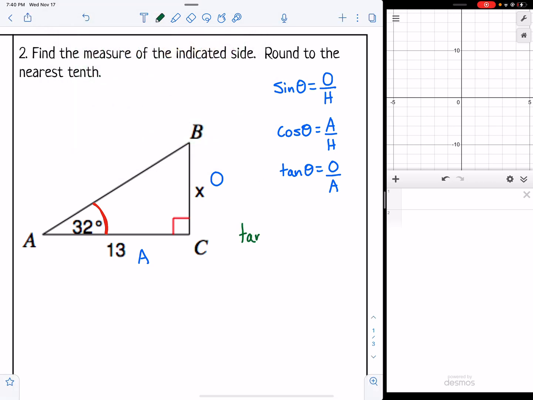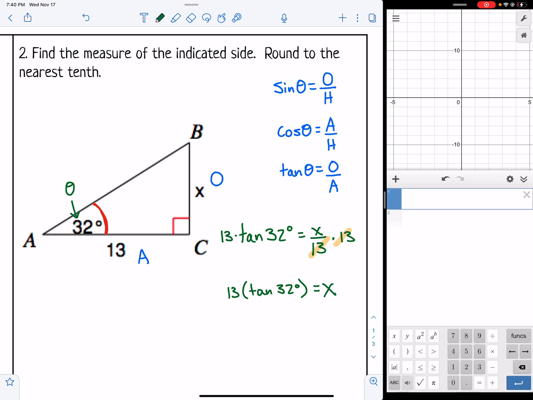So you want to put tangent of theta. Theta is always the angle, whether you're looking for it or they give it to you. So tangent of 32 degrees equals x over 13. And then we just need to solve. In this case, you can just multiply to get rid of 13 in the denominator. And then we'll type that in the calculator. So we get 13 times the tangent of 32 degrees. And then 13 will cancel out. And that'll be our x value.